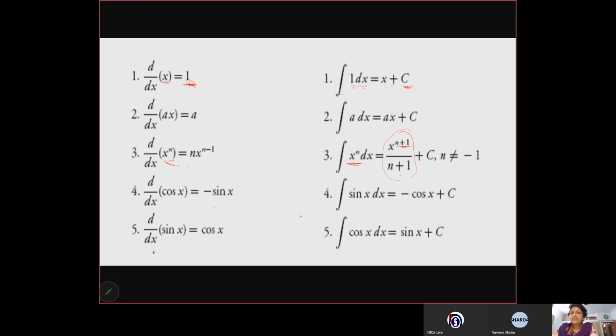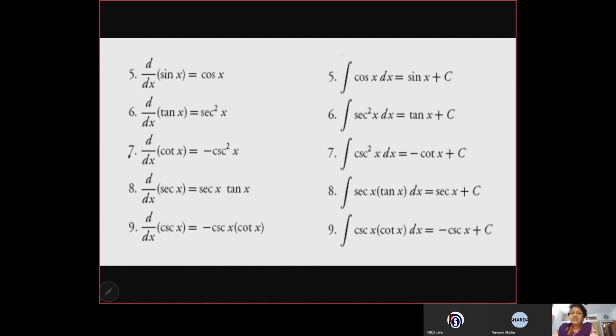Derivative of cos x is minus sin x. So the integral of sin x would be minus cos x. So similarly, proceeding with this logic, we know the derivatives of the trigonometric functions. So we integrate the derivatives, we get back the trigonometric functions. Like the derivative of cosec x is minus cosec x cot x. So the integral of cosec x cot x would become minus cosec x plus c.